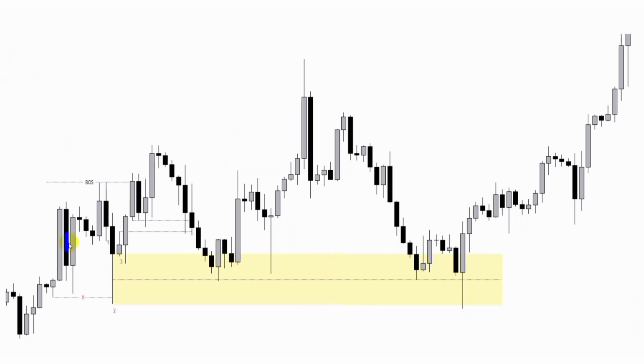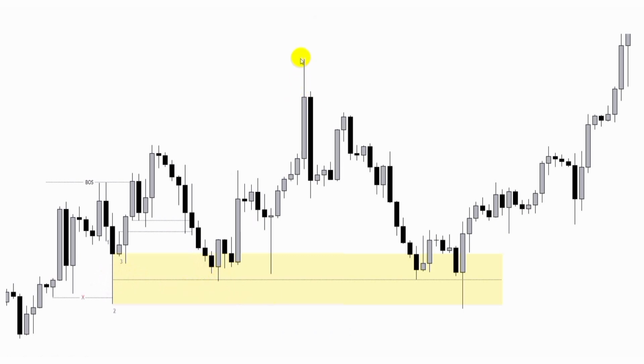Now we can see this example again of a rejection block. We have 1, 2, 3. This is the lowest low, and then we have this long wick. Price took out liquidity, pushed to the upside, and broke structure. Price here gave this fair value gap. Now we can see how the return of price came into the rejection block, to the main threshold of the rejection block, and then price pushed to the upside.